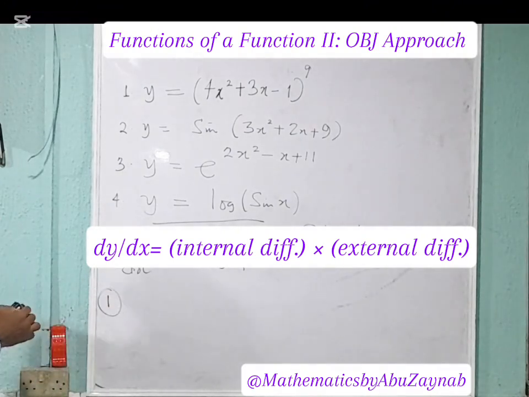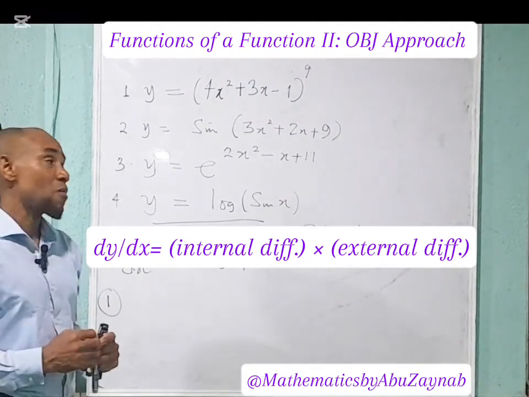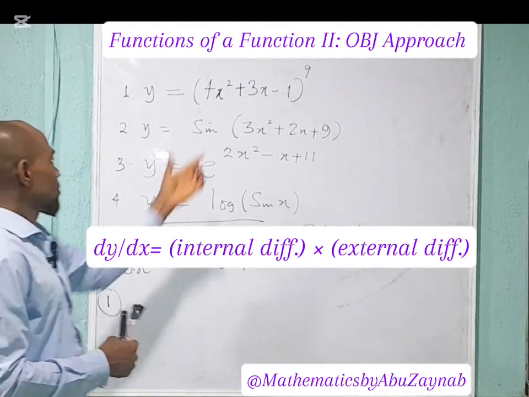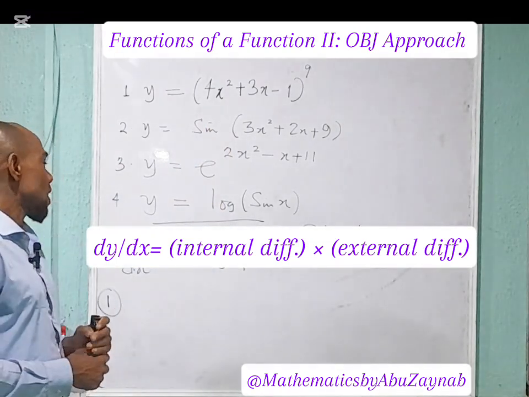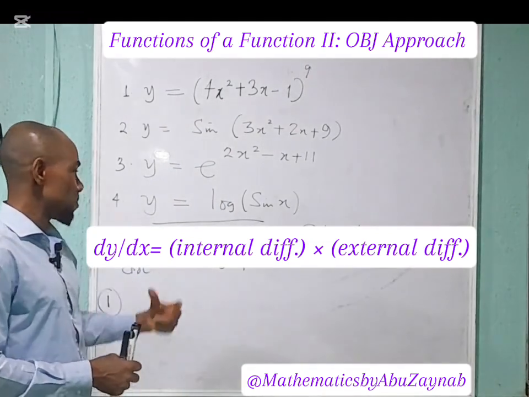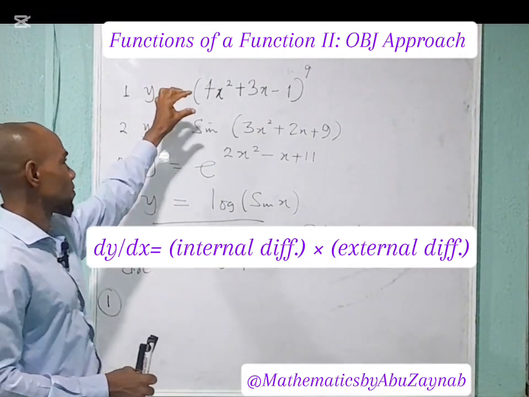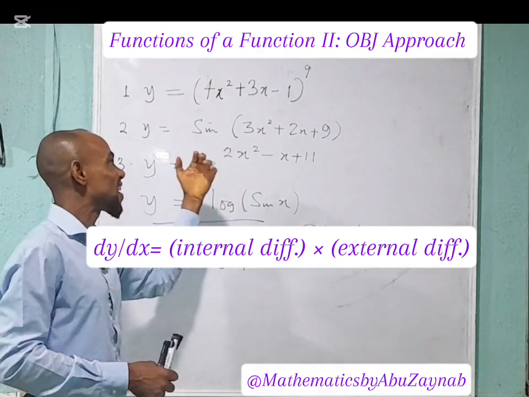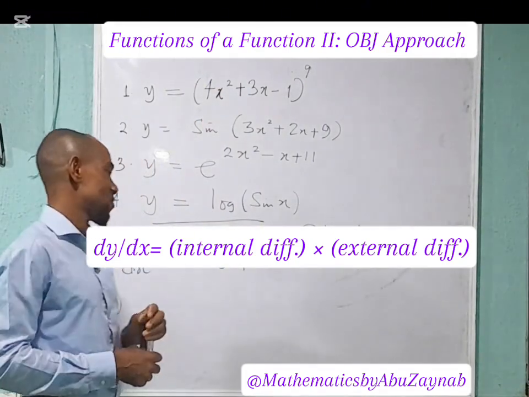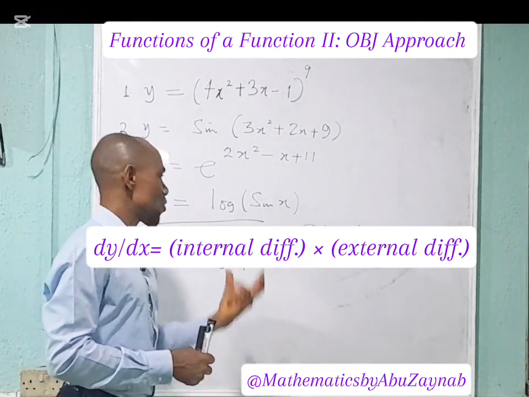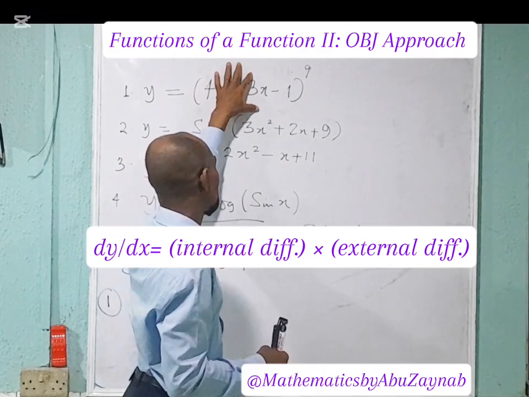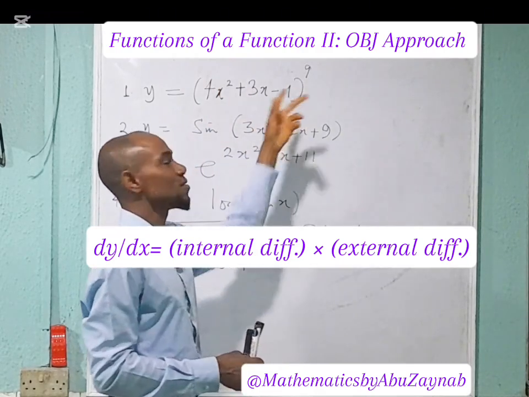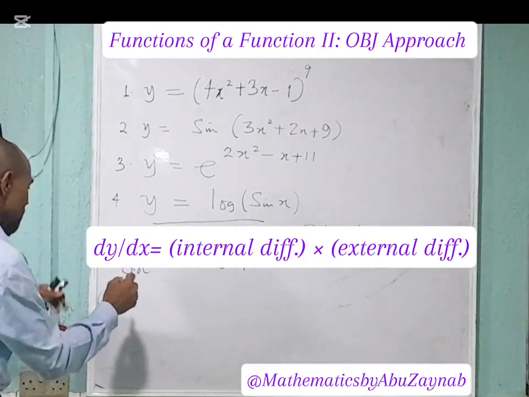Let's go without wasting time. Number 1, we have y equals (4x squared plus 3x minus 1) to the power of 9. The content of the bracket here is 4x squared plus 3x minus 1. By internal differentiation, it means we are going to isolate the content alone and differentiate, neglecting the power as though it was not there. Then we multiply. On the other hand, we swap by ignoring the content of the bracket and multiplying by the external differentiation. So let's have it.